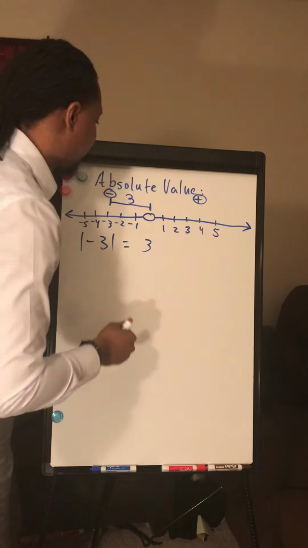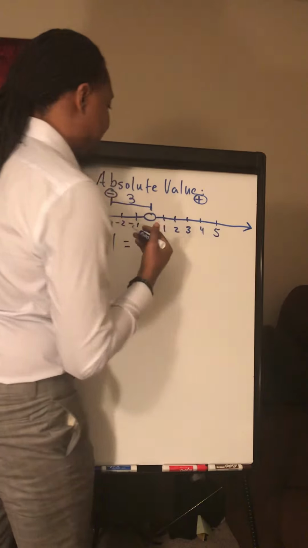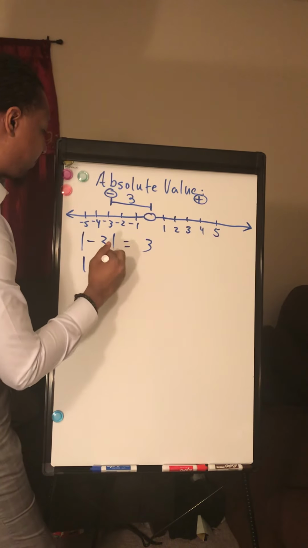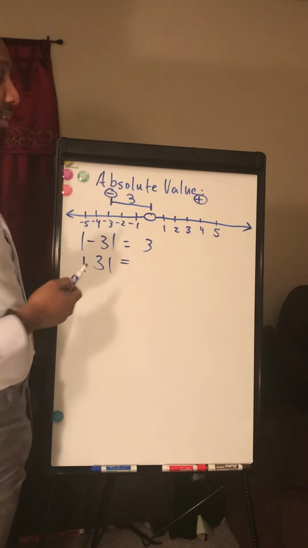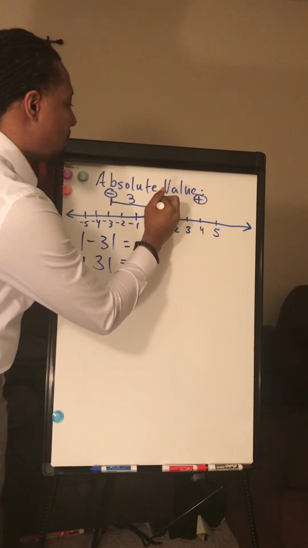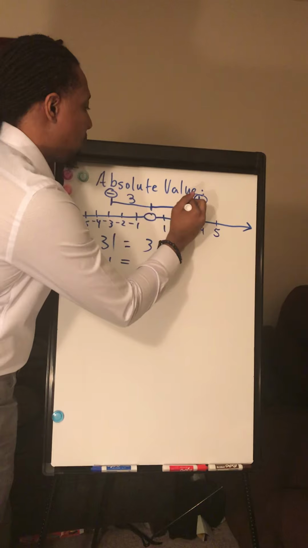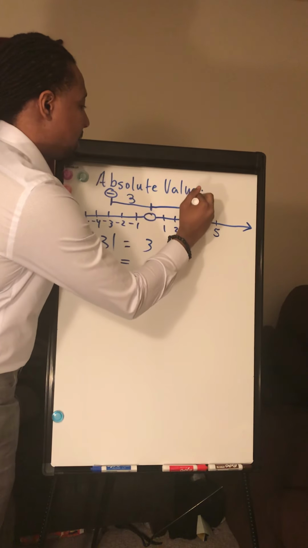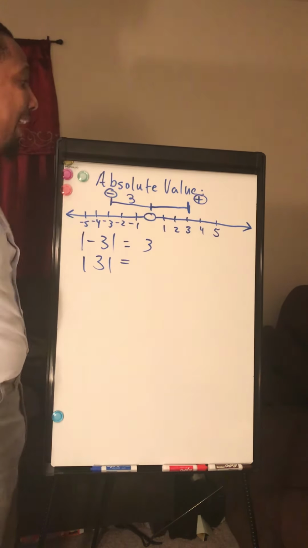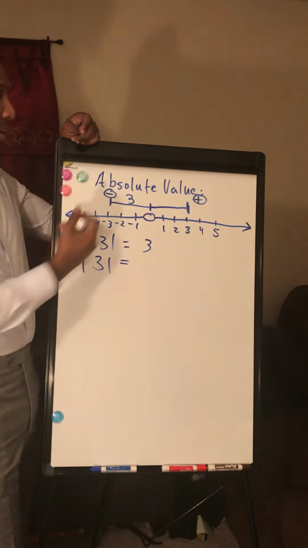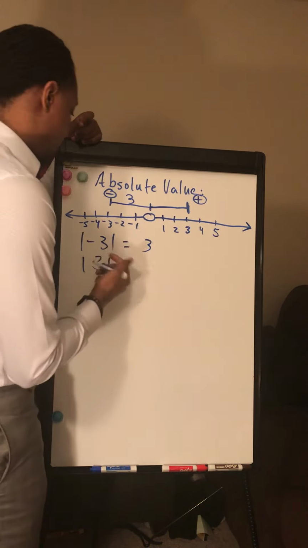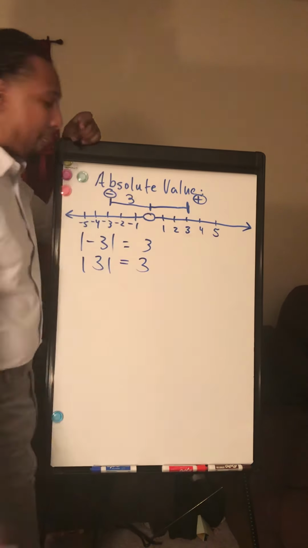Okay. 3 units. And the same concept for +3. What is the absolute value of +3? Well, if I start at 0 and I go over to 3, I went 3 units to the right. So the absolute value, or the distance from 0, regardless of its direction or sign, is 3.